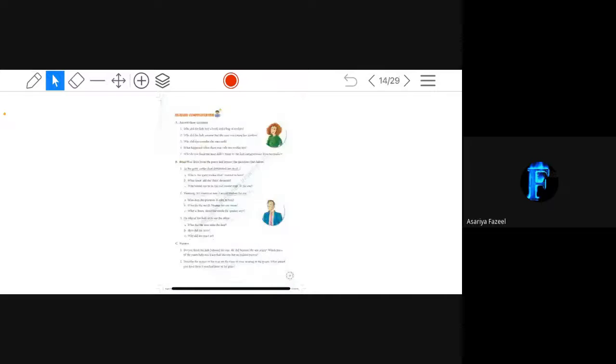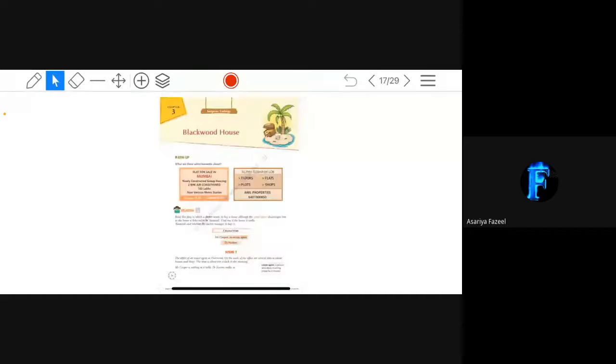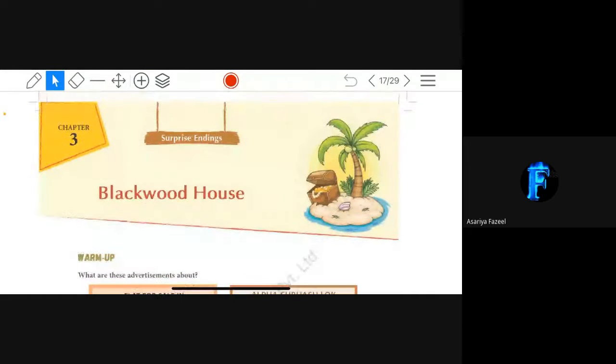So now we have chapter number 3, Blackwood House. Textual exercises. Textbook exercises we will solve. Just a second.